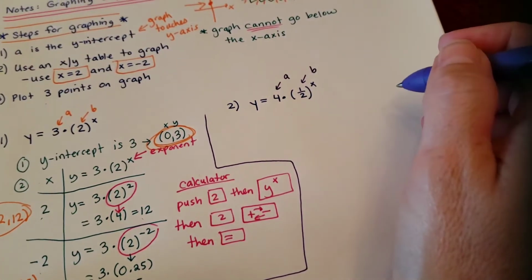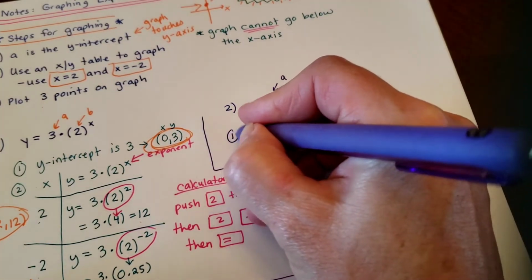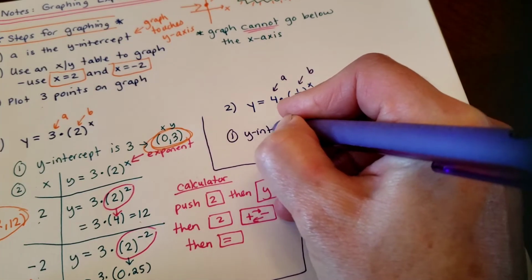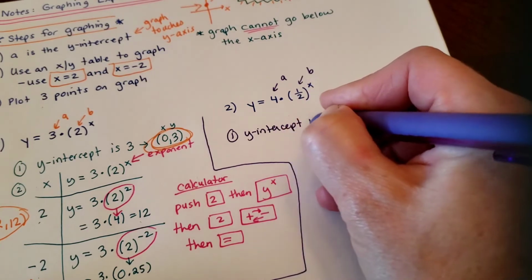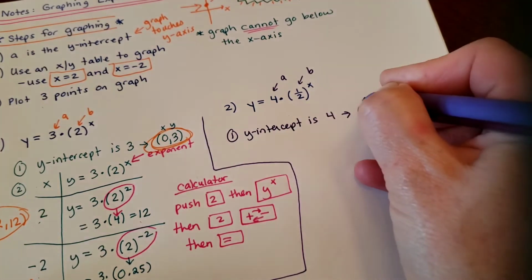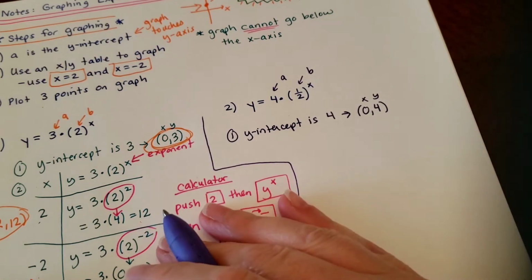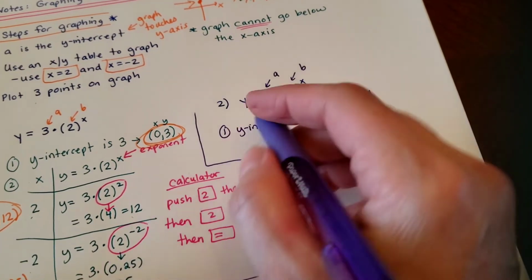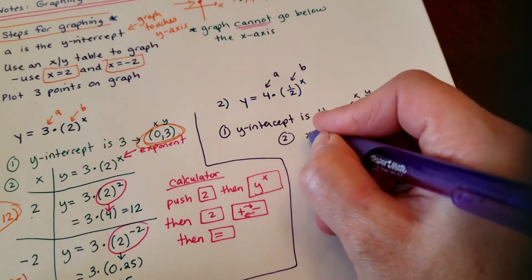The first step is your A is your y-intercept. So we're going to go ahead and write y-intercept is 4. But again, in ordered pair, it's 0, 4. So that'll be one of our points that we plot. The second thing is to do an XY table.